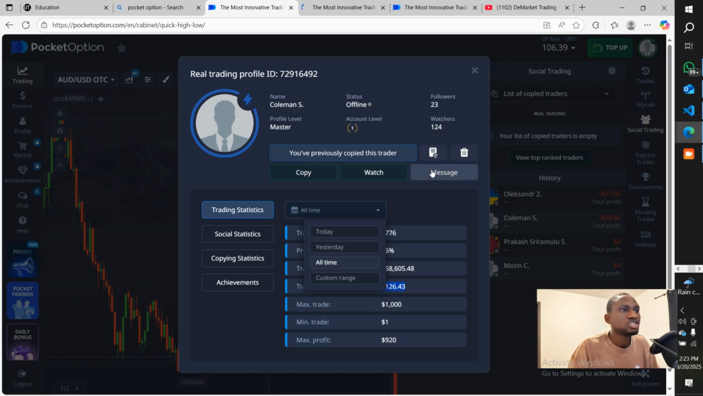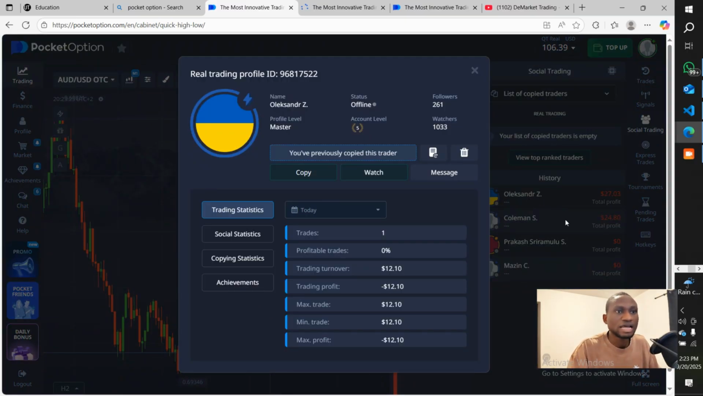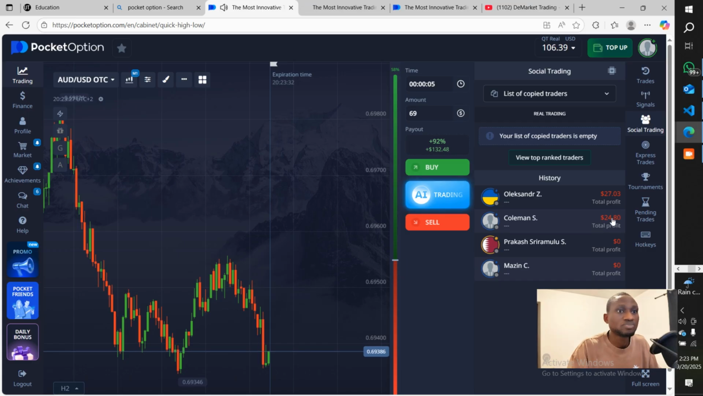So I tried the AI trading option, and I increased the money back to $133, and then after that I returned to this guy. He dropped the account down again. Then I stopped copying him. I picked another guy also. They are saying $24 profit, but there was no profit because they had already drawn the account down.